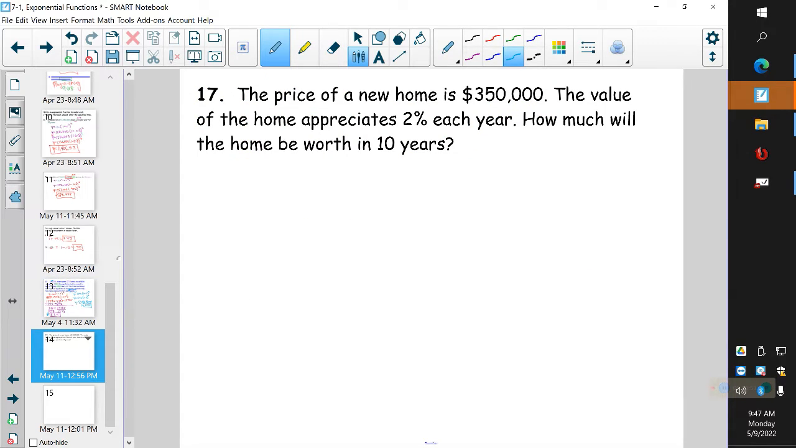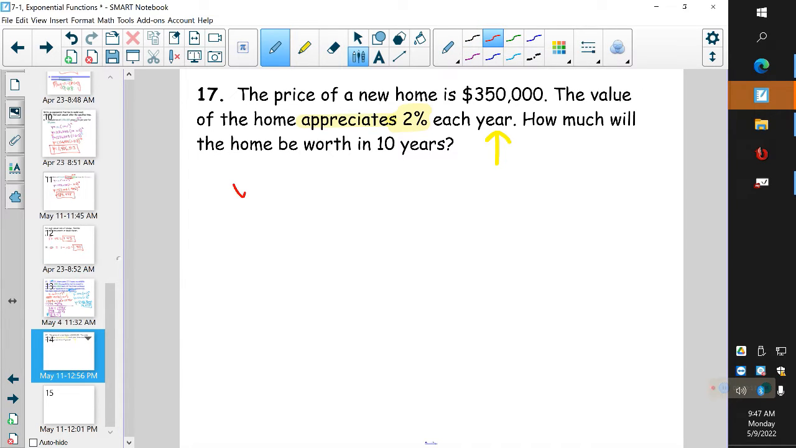Okay, number 17. The price of a new home is $350,000, sorry. The value of the home appreciates. What's appreciate mean? Appreciate means that it is going up. It's increasing. And this is increasing the amount of 2% each year. So how much will the home be worth in 10 years?